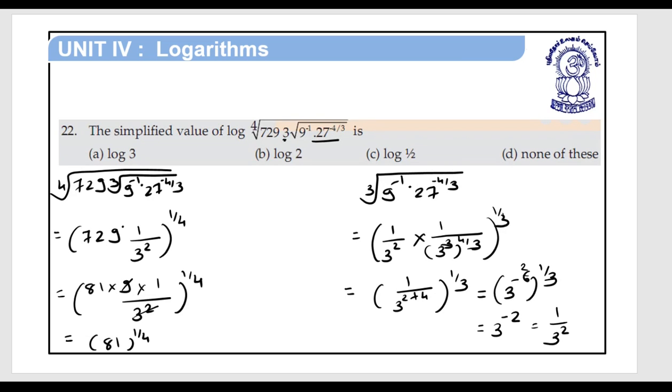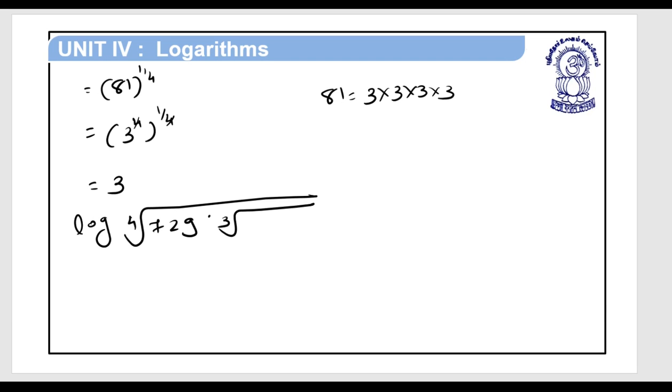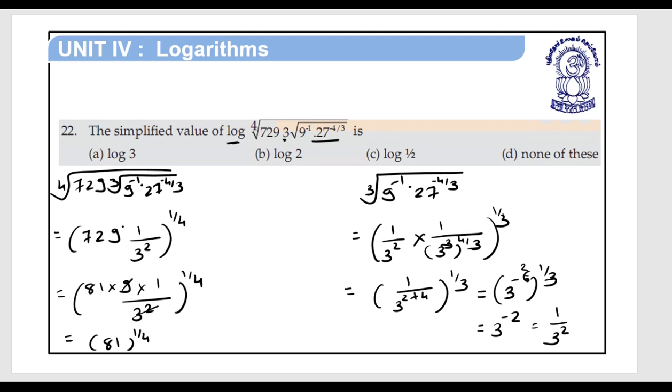So the answer is 3. Here log is there, so take the log of the fourth root of 729 into the cube root of 9 minus 1 into 27 minus 4 by 3. Simplification of this is 3. So put the value of this 3 in the log. So the answer is log 3, option A.